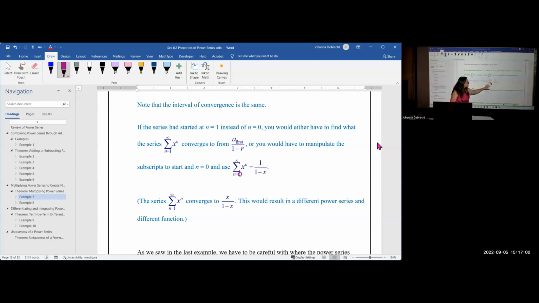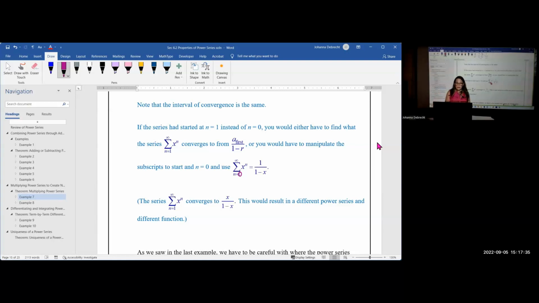If you want to use the basic power series, which gives you the function 1 over 1 minus x, then the subscripts have to start at 0. If they don't start at 0, it converges to a different function given by a first over 1 minus r. And the series starting at n equals 1, we saw previously in the last video, would converge to x over 1 minus x. It would result in a different looking power series, and it might affect the interval of convergence as well, though I'm not sure it would. I think it probably would not, all right?